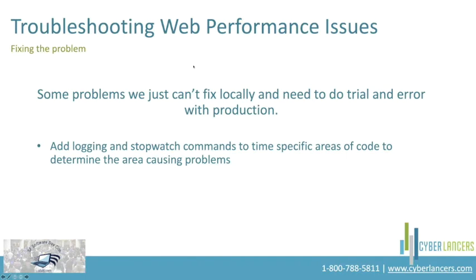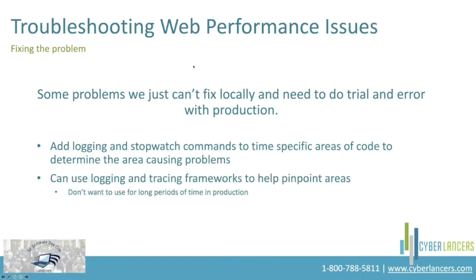But some problems we just can't fix locally, and we need to do trial and error with production. We can do this by logging and stopwatch commands to time specific areas of code to try to figure out where the problem is. We can also use some logging and tracing frameworks to help pinpoint areas. One of the caveats is you do not want to use this for long periods of time in production. Like I showed with the performance monitoring tools, as you're adding in these tracing items, it's a lot more overhead that you're adding to your application, and instead of helping, many times you could hurt if you leave these things on when you're going into production.